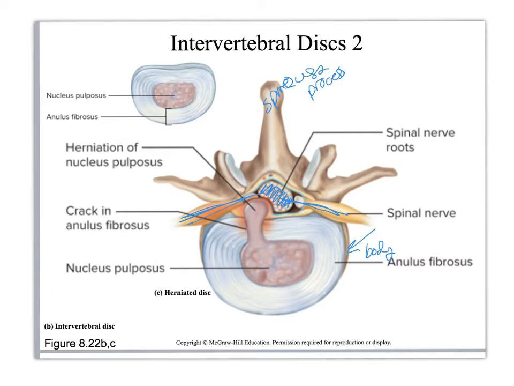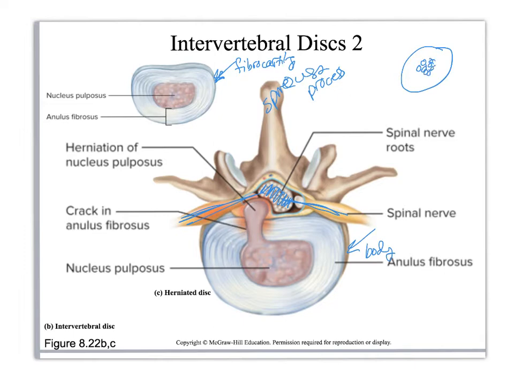Now, the intervertebral disc is designed to be a pad between the vertebrae to absorb shock, okay? To do that, you have a massive amount of fibrocartilage that's going to be made into a ring. And I kind of think of a cake, all right? And in that cake, I want to put cherry filling.